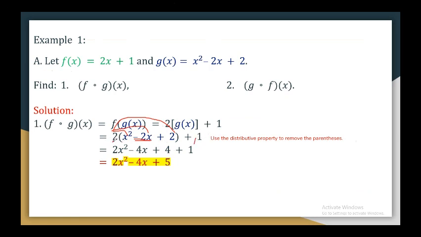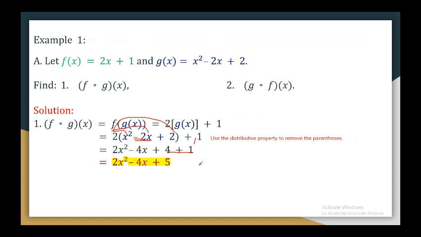Okay, then we are going to simplify this by combining like terms. So we have 2x squared minus 4x. The similar terms here are only 4 and 1. They are both constants, so we can add them. 4 plus 1 is 5. Now our solution is 2x squared minus 4x plus 5.